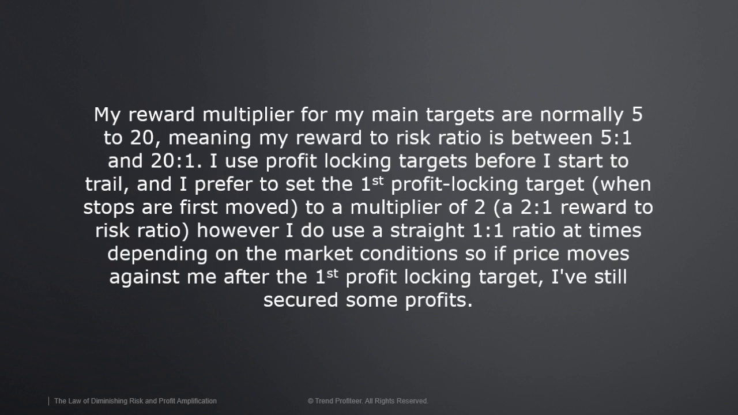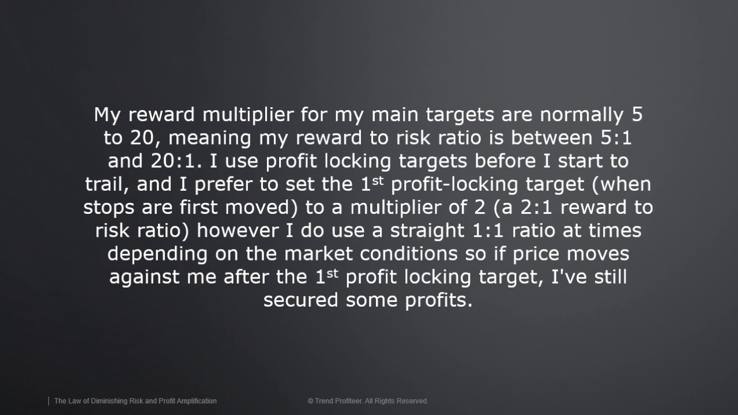So I use profit locking targets before I start the trail, and I prefer to set the first profit locking target when stops are first moved to a multiplier of 2. That's a 2-to-1 reward to risk ratio. However, I do use a straight 1-to-1 ratio at times, depending on the market conditions. So if the market moves against me after the first profit locking target, I've still secured some profits.